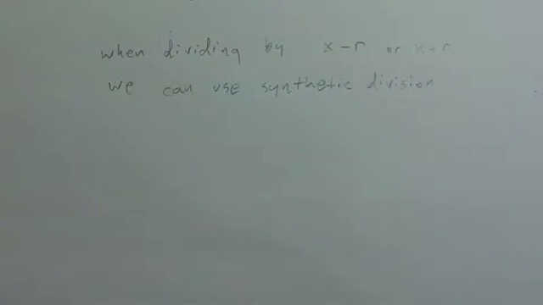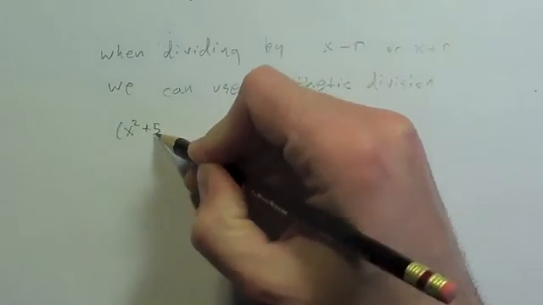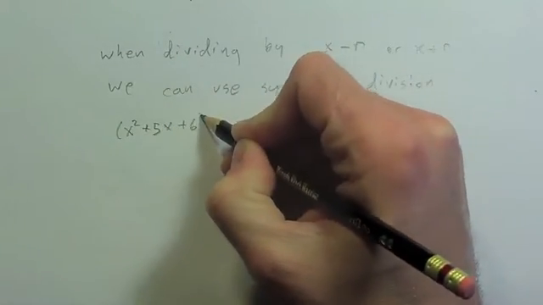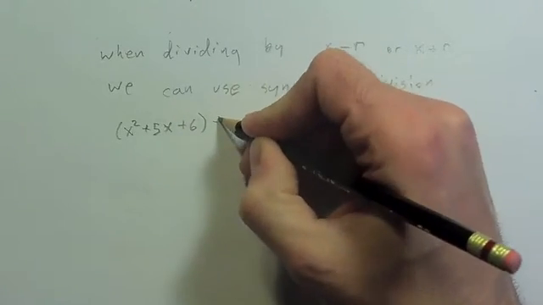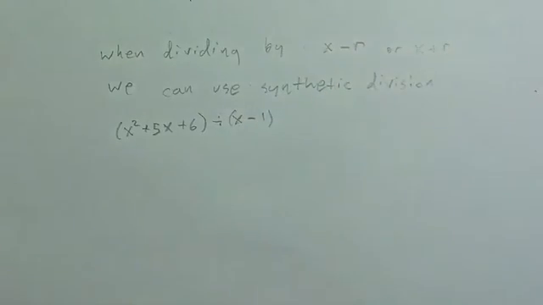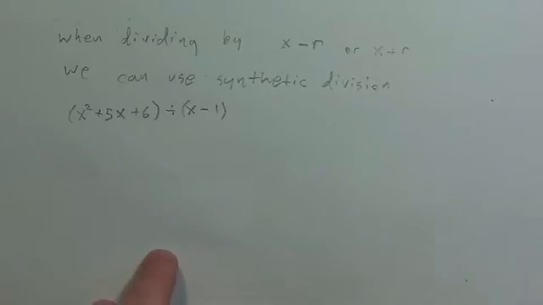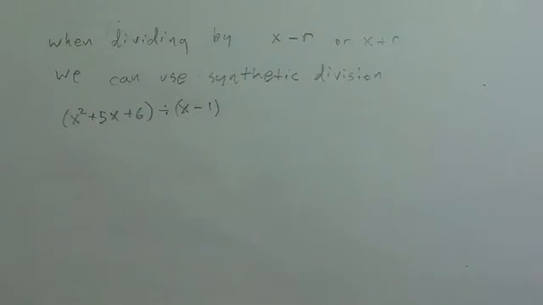Suppose I want to take, we'll start with something kind of simple, x squared plus 5x plus 6, and I want to divide it by x minus 1. First I will show you the long division, and then I'll show you how we set this up with synthetic division, just to show that we actually get the same thing out.